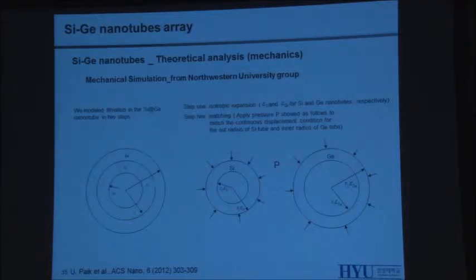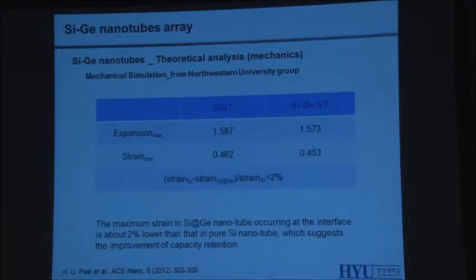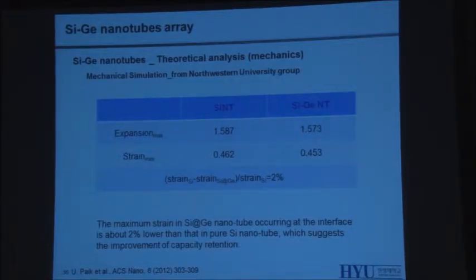So they simply made silicon, germanium, and then silicon and germanium, and then they calculated the volume expansion. The silicon itself is around 1.58%, and the silicon germanium nanotube is 1.57, which converts to a strain of 2%, much lower than the silicon nanotube. So we designed the silicon germanium outer layers. Germanium expands a little bit less than silicon, which can accommodate the silicon's volume expansion.